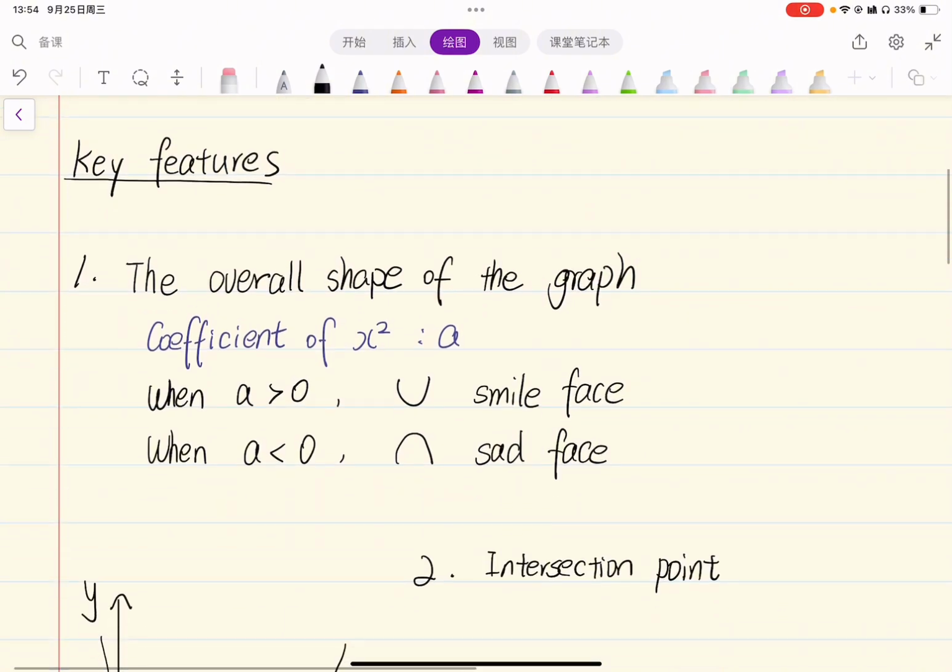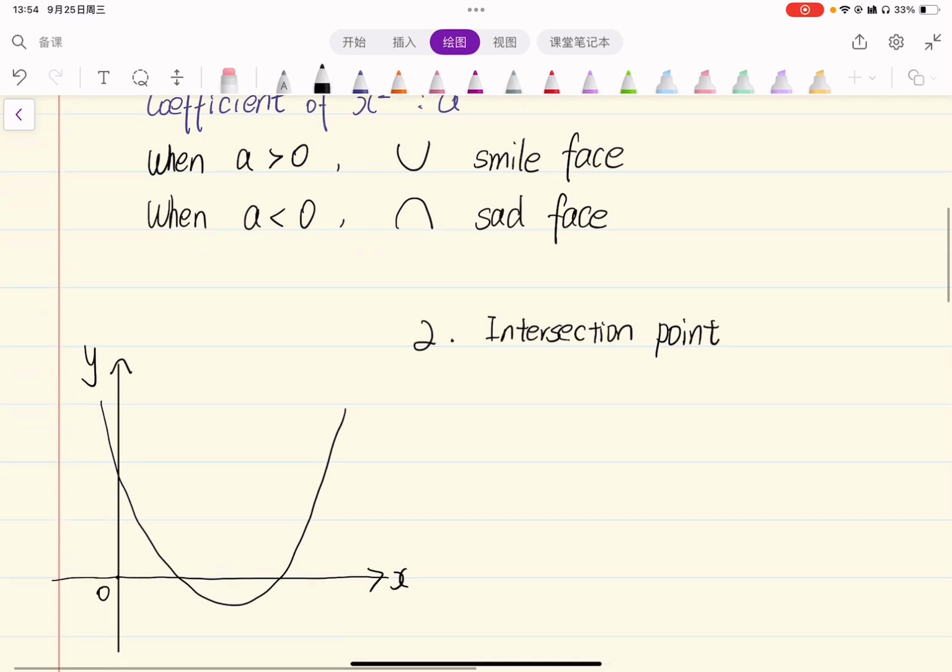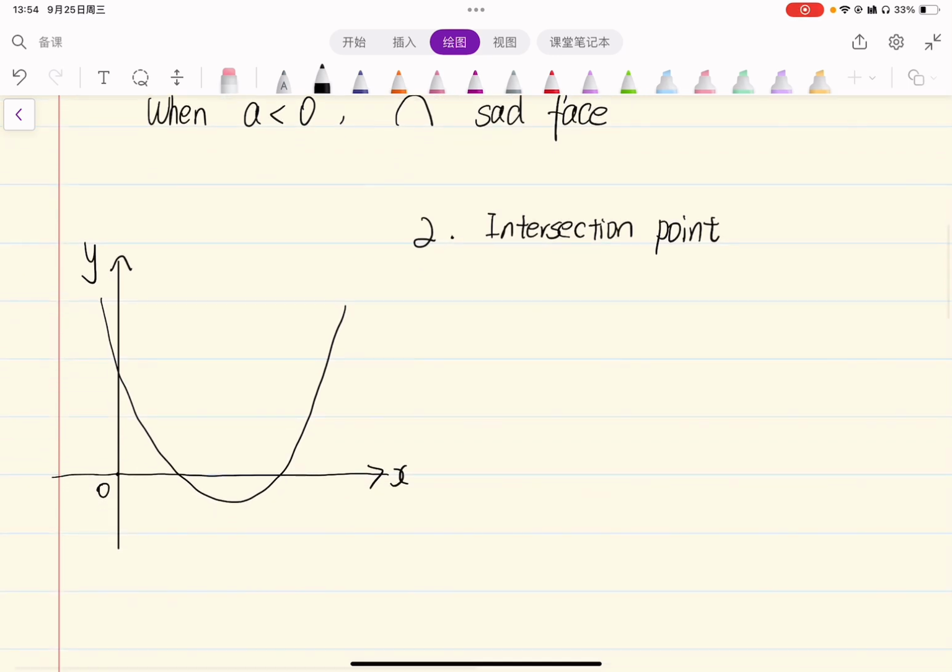Now move on to the second feature. As you can see in the diagram, the curve crosses the y-axis and x-axis. So there are some key points over here. Probably 3, probably 2, or none. It depends on the curve.